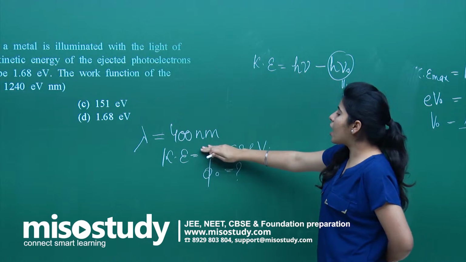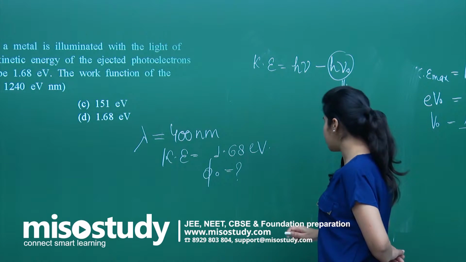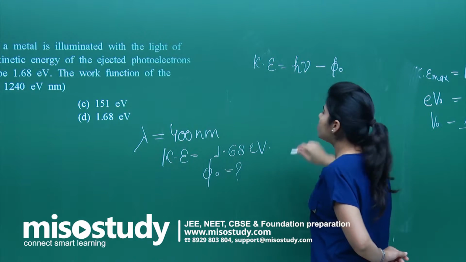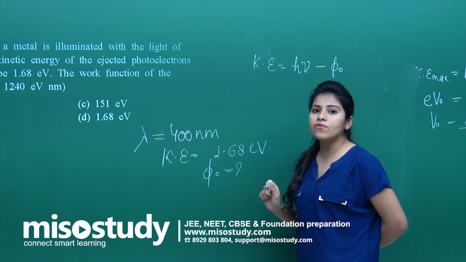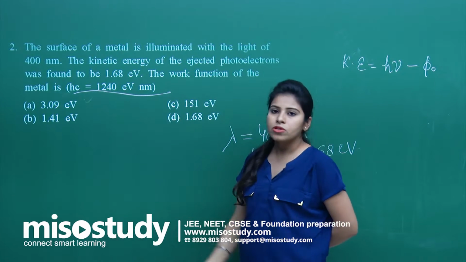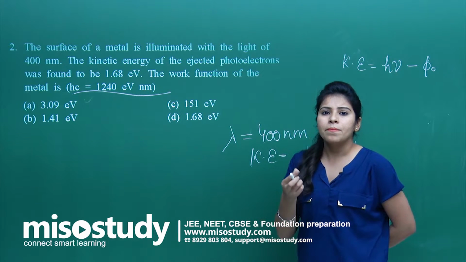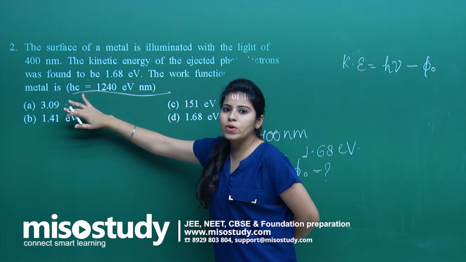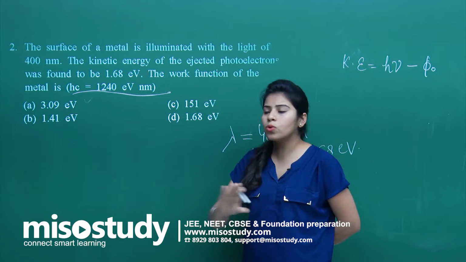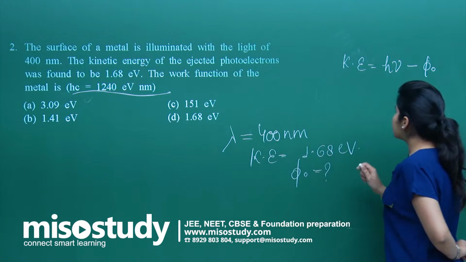Now, in the question I have been given the lambda and I have been given 1.68, the kinetic energy. So, let me just start with this. You can write the phi naught here because you have to find this. Also, you can focus on one thing. Here in this question, we have been given the value of hc. So, we are generally going to put this value. You can remember this value because multiplying h with c gives a constant term. h is constant, c is constant. So, you can just remember this term, 1240 electron volt into nanometer.